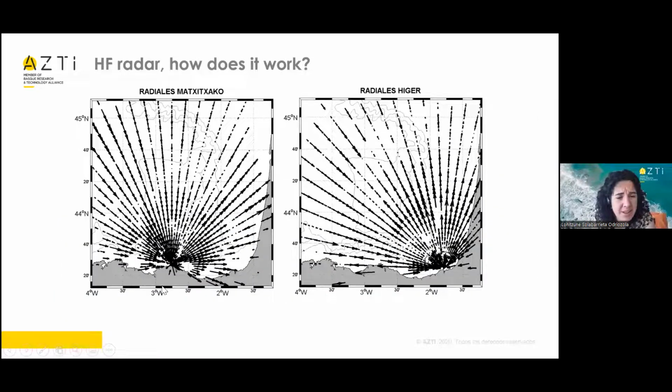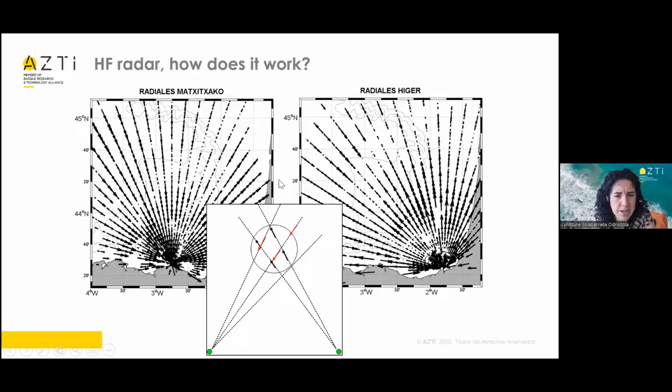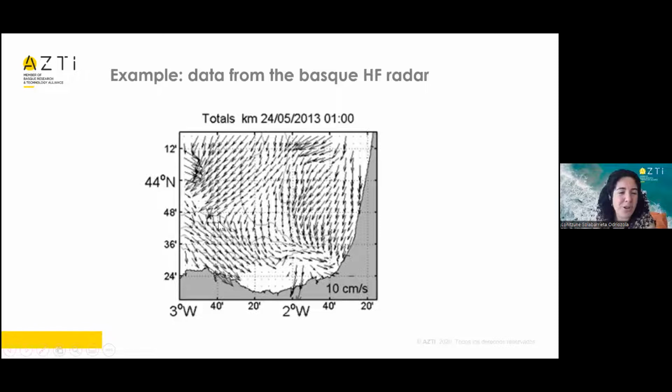And what do we get? So these are two locations on the Basque Coast, in the north of Spain. This is the northern coast of Spain. And in each site, here we have two sites, we get the radial velocities approaching or going far away from each of the antennas. But we just have the radial velocities. If we have two or more antennas, we can combine them and get total currents.